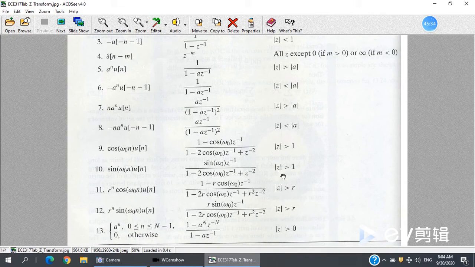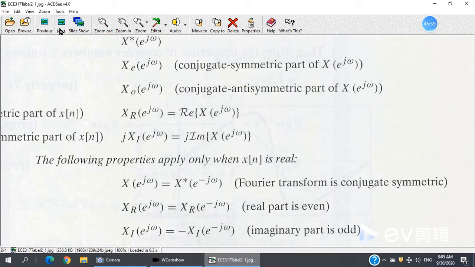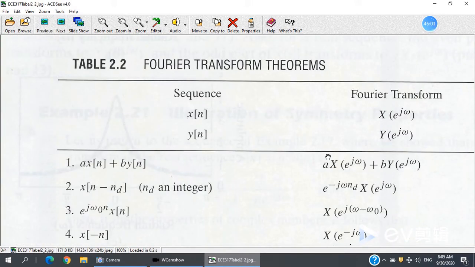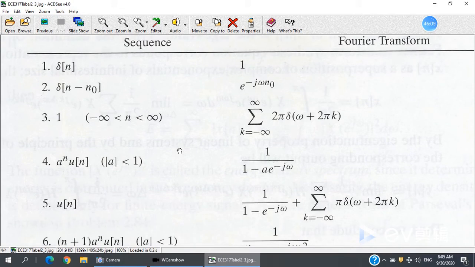This is similar to the Fourier transform. If you want, you can compare this with the Fourier transform. You can find that most of them are almost the same as the Fourier transform, but we do not have those infinite summations. Remember, I think here I have all the tables. This is the Fourier transform table. Yeah, this is the Fourier transform. You can compare with this one.